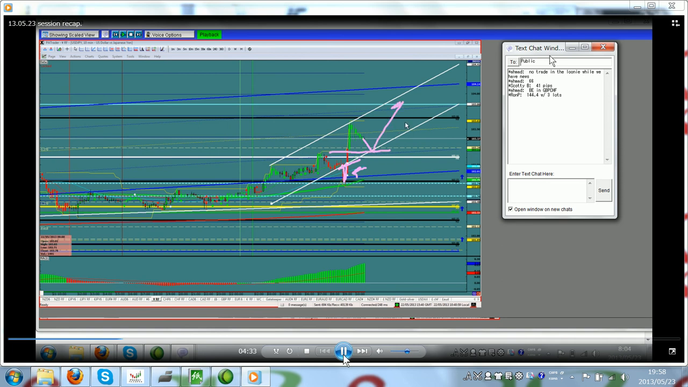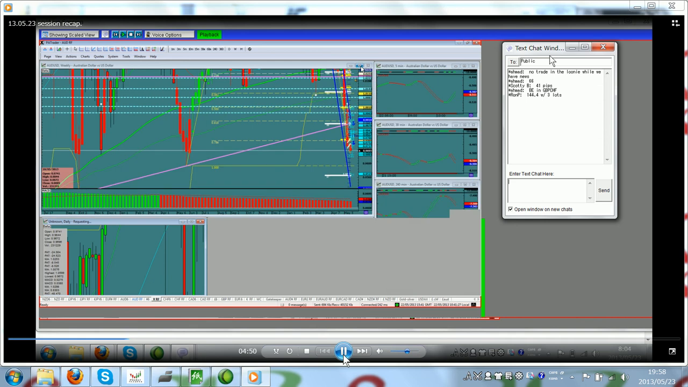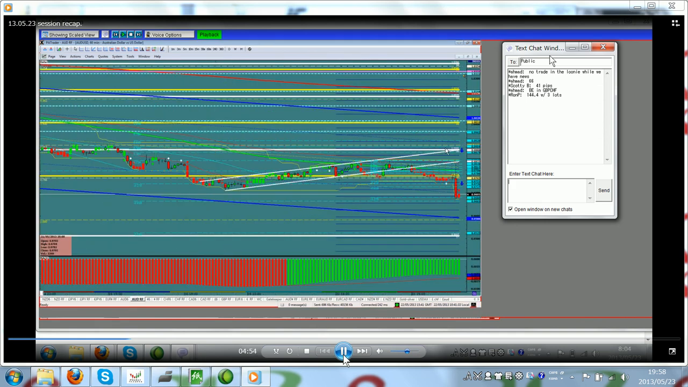All right, so if we get a pullback down to this area, you can see that we have a bounce point. And we're looking to go up to, they didn't take this out, so either there or there. That's 103.66, and maybe 103.86. So we'll see if we get that pullback and a bounce, and we'll be interested right there. Right, Aussie dollar in this trade.